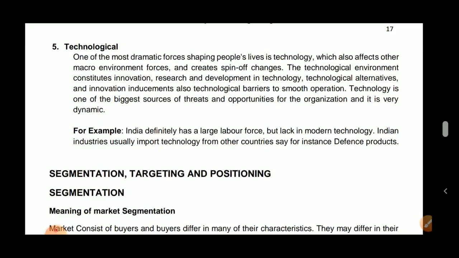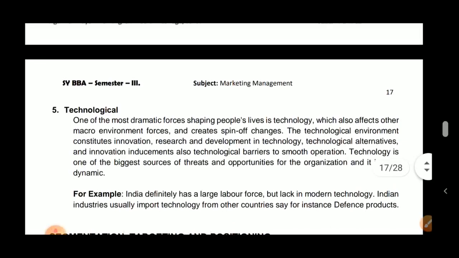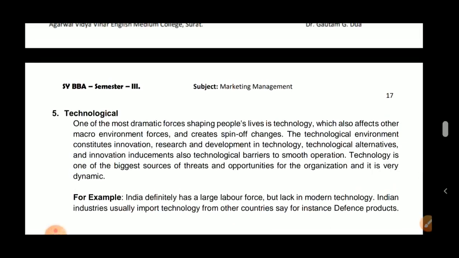For example, India definitely has a large labor force but lacks modern technology. Indian industries usually import technology from other countries, for instance defense products. Now we have a huge requirement for defense products, but we still do not have the kind of technology that other countries have. All right, so we still need to work on technology.